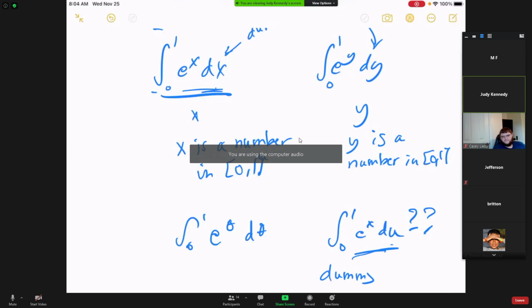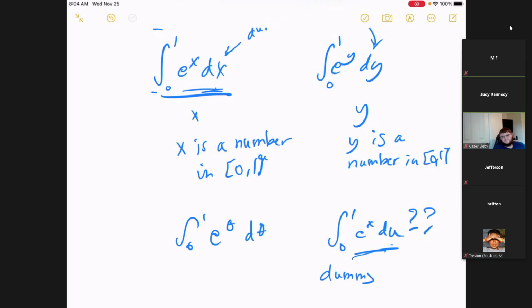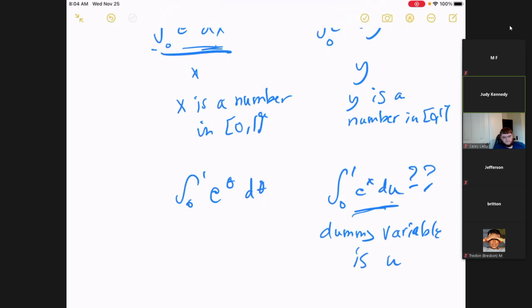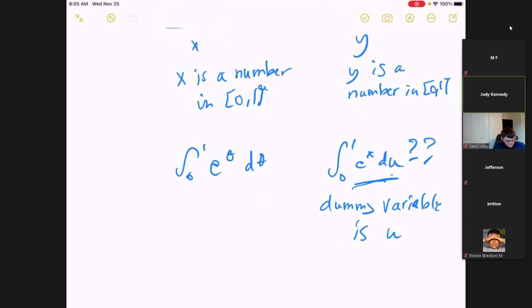This we can handle. Okay. You'll learn more about this if you take third semester calculus, because sometimes it can make sense. The dummy variable: if I write the integral from 0 to 1 of e to the x du, the variable inside the integral is u, and x is constant relative to that integral.